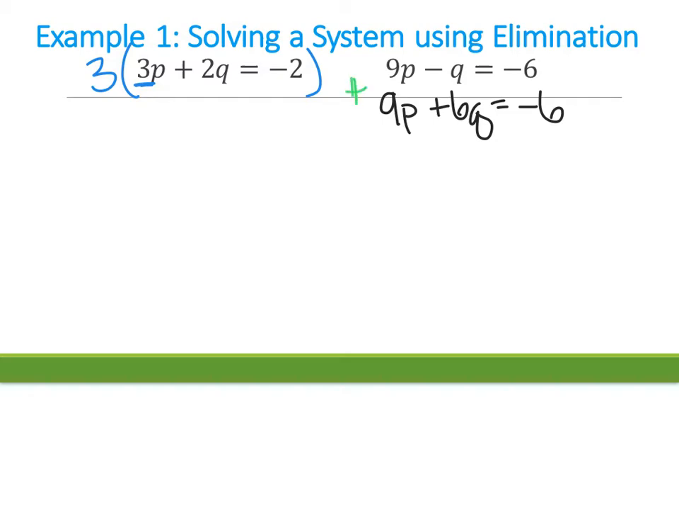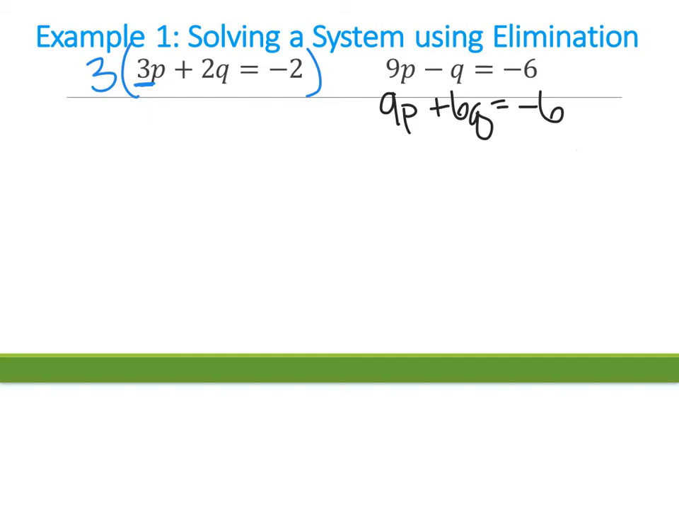So think about it. If I were to add these together, I would end up with 9 plus 9 is 18p. And then negative q plus 6q gives me 5q. I still have p's, I still have q's. This didn't help me solve anything.